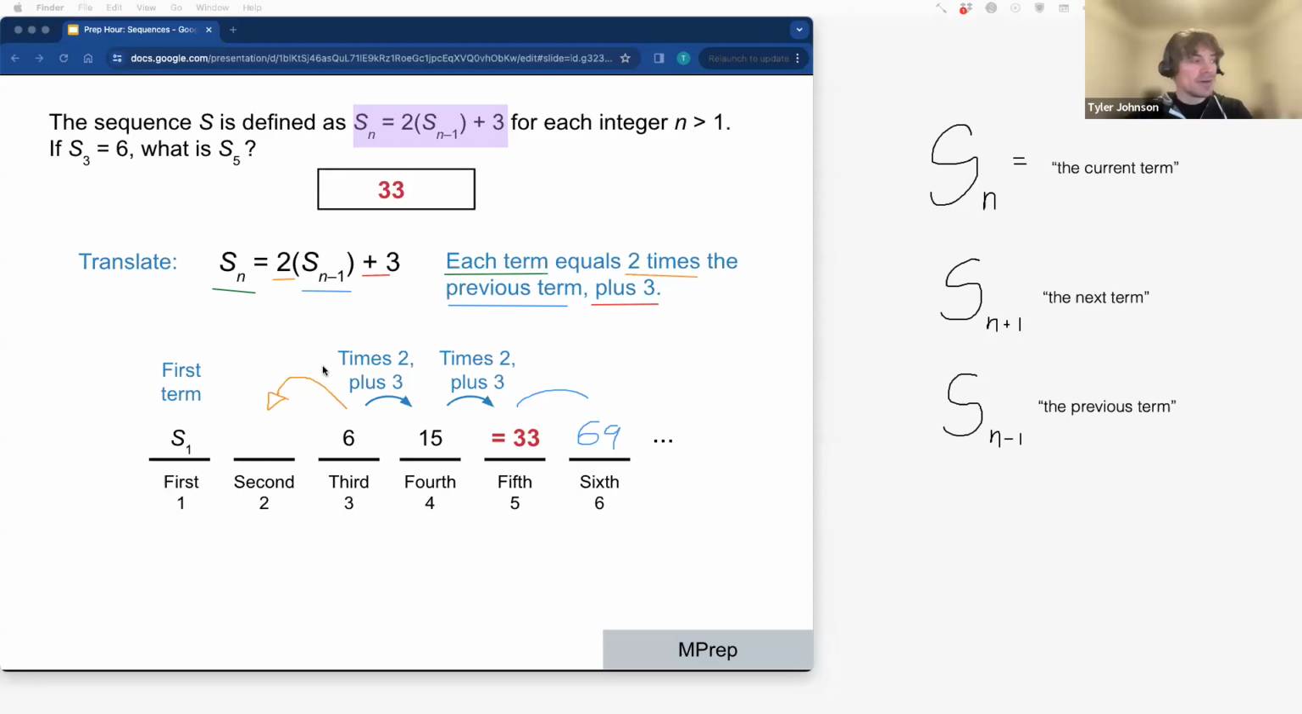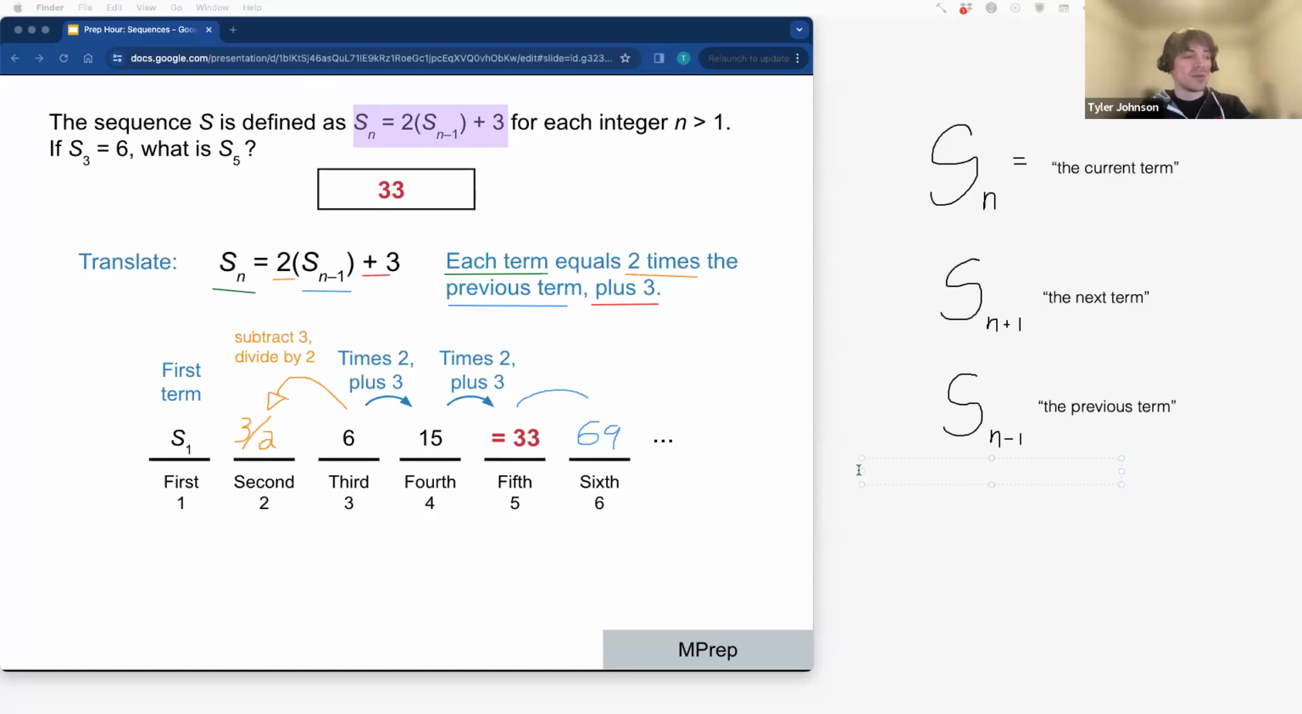So if you're moving backwards, you want to do the opposite operation in the reverse order. So first thing you would do is not add, but subtract 3, and then divide rather than multiply by 2. So subtract 3, you're at 3, divide by 2. The answer is 3 halves, or 1.5 if you prefer a decimal.